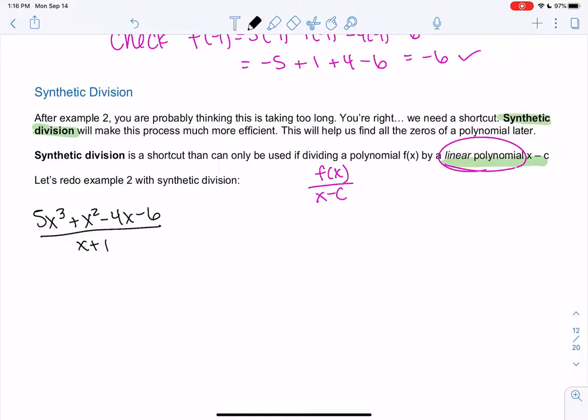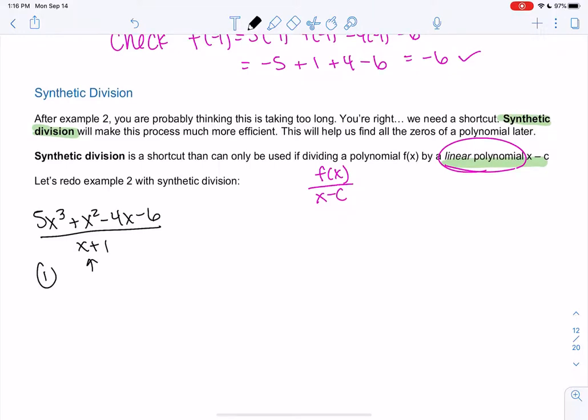So what we're going to do is find the zero. Step 1 is find the zero for the denominator. So x plus 1 equals 0, x equals negative 1. So we're going to go ahead and put the zero in the corner.